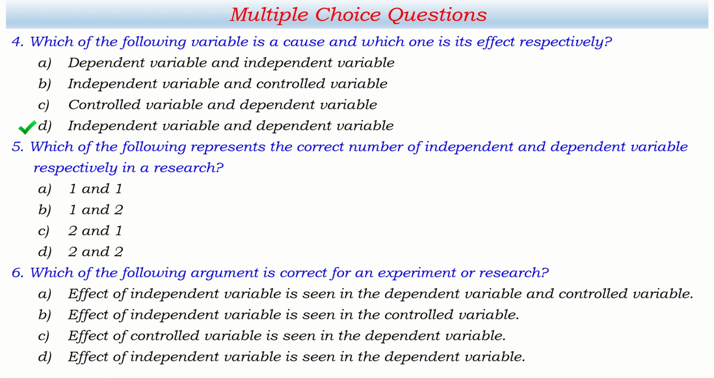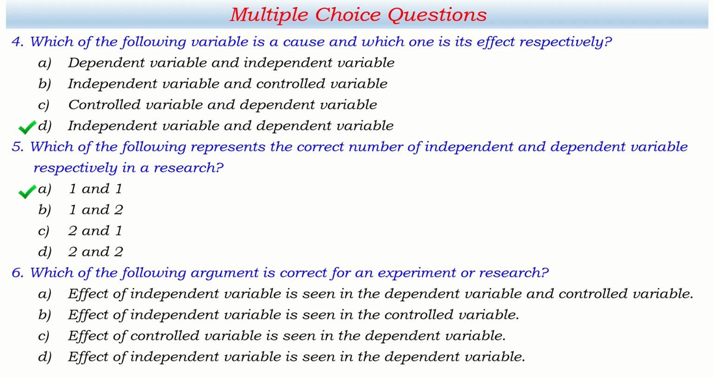Yes. Which of the following represents the correct number of independent and dependent variables respectively in a research? In any research, we take one of the variables as the independent variable, we manipulate its value, we change its value, and its effect on another one is seen. That's why the second one is dependent, the first one is independent. There is always one independent and its effect is seen in another one which is dependent. Both of them are present in 1 and 1.